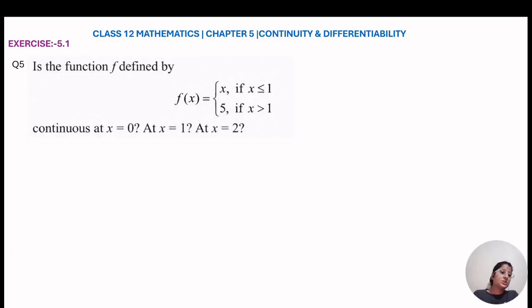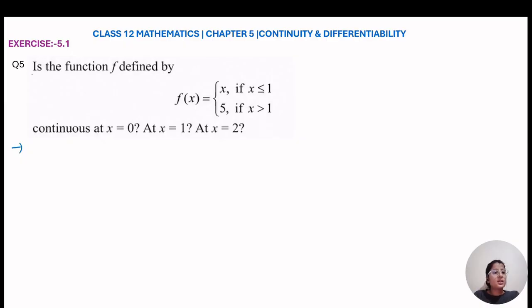This is question 5 of exercise 5.1. Let's read this question. Whenever you are doing any question, read the question carefully, write its given condition, then write what you have to do, then just try to solve it. You can easily have a direction to solve the question. Now we start reading the question.